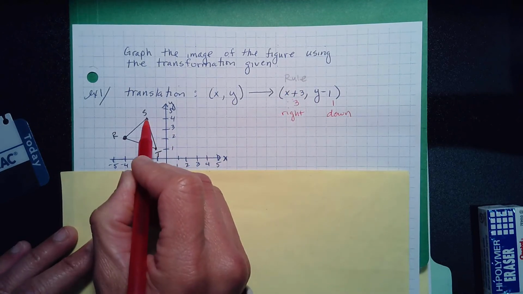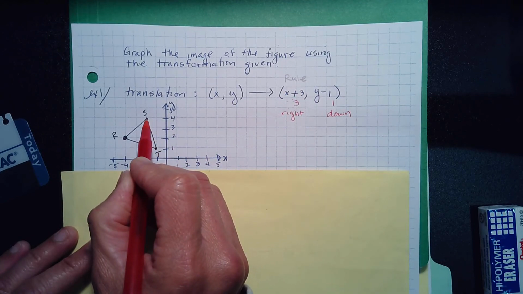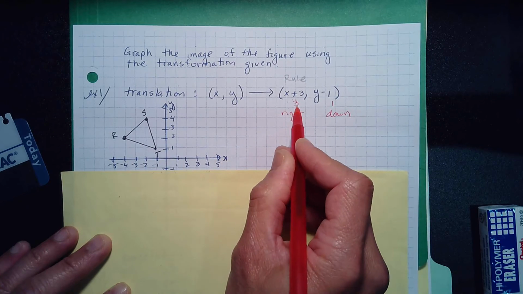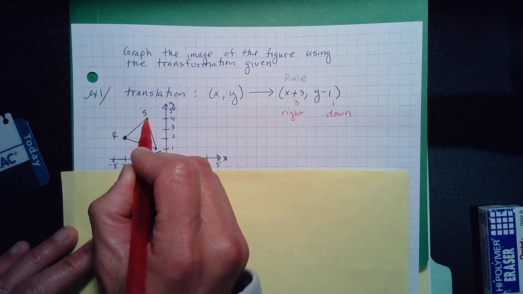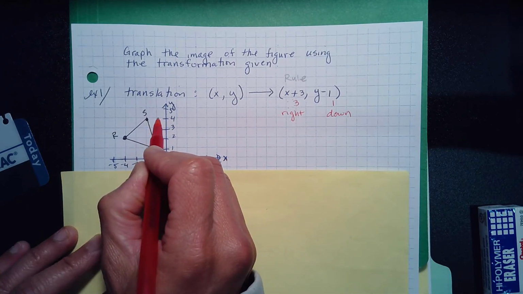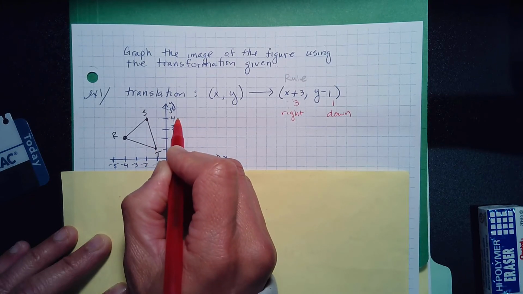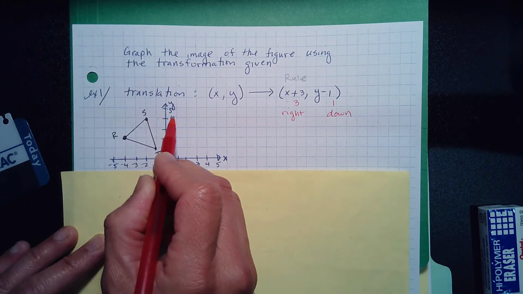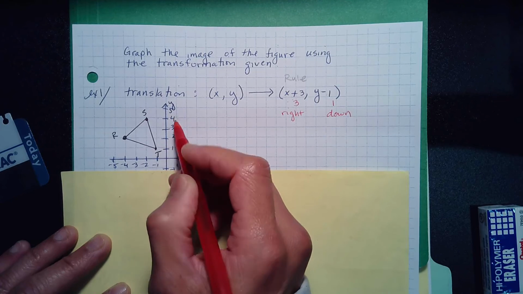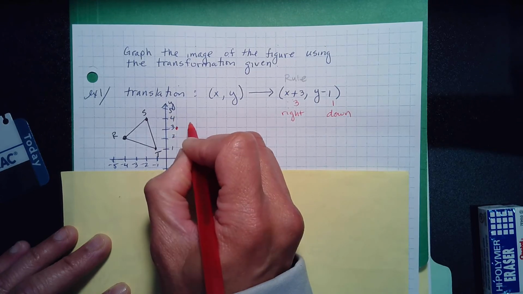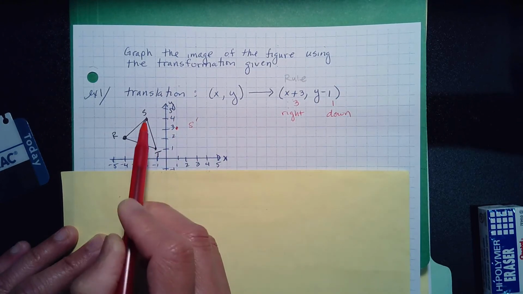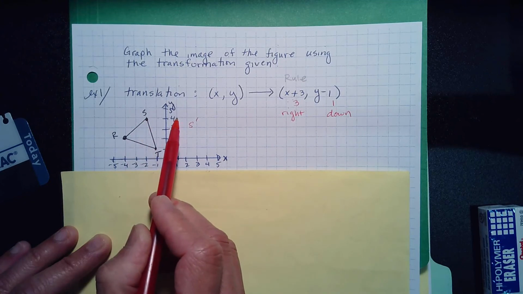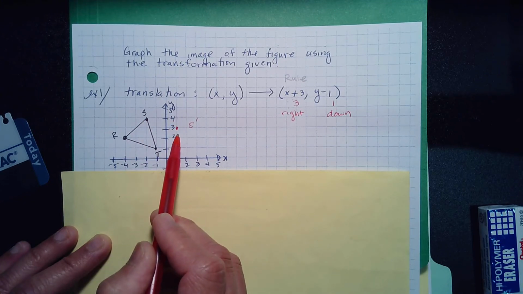Now we're going to move S to S prime. The way we do that is it says 3 units to the right. So from here count 1, 2, 3. Again from here 1, 2, 3, and we move down 1. There's S prime. 3 units to the right, 1 unit down.